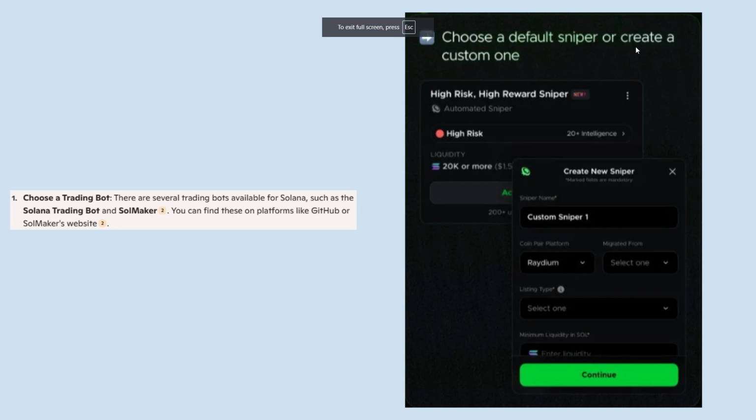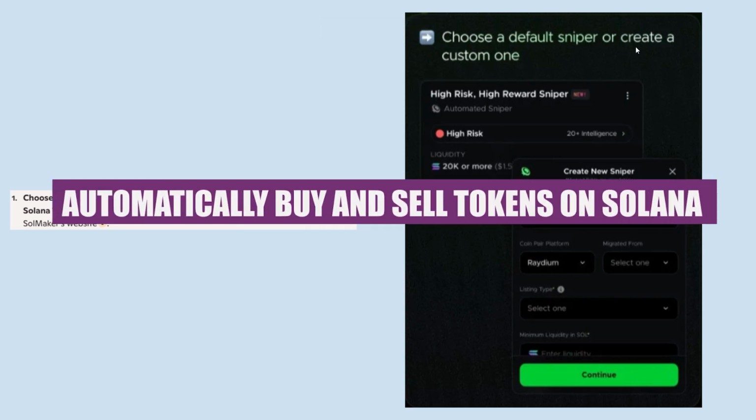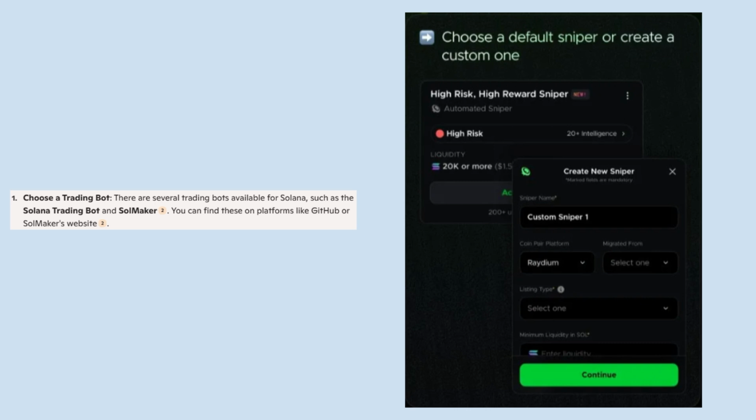Hey everyone, in this video we will learn how to automatically buy and sell tokens on Solana. There are several trading bots available for Solana, such as the Solana trading bot and SolMaker. You can find these on platforms like GitHub or SolMaker's website.